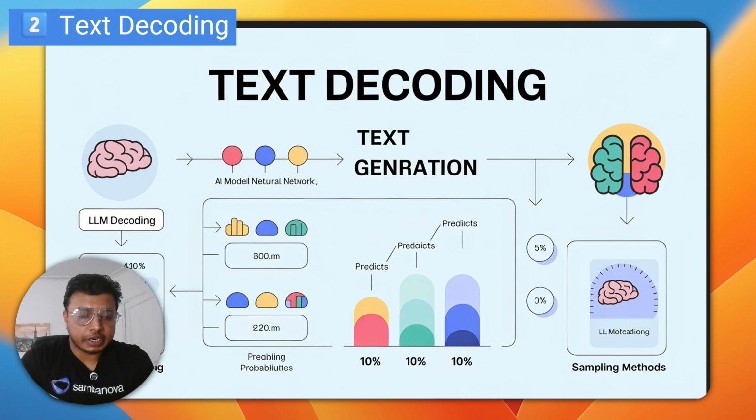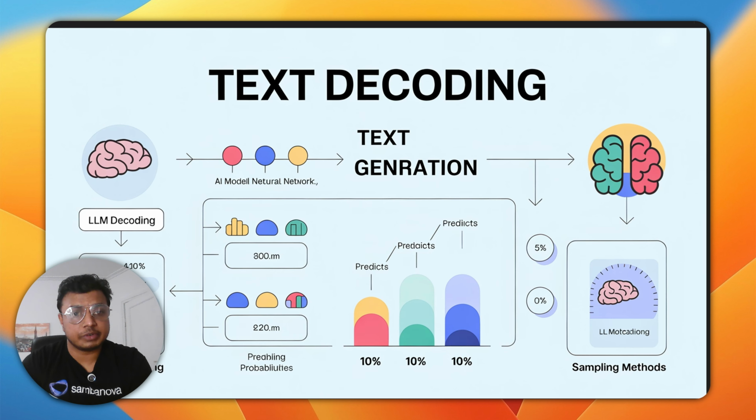And the second concept, we have text decoding. An LLM does not write sentences, it predicts the next token. At every step, the model outputs a probability distribution over all possible tokens. A decision strategy then chooses one token, adds it to the sequence and repeats the process. Greedy decoding always picks the most likely option, reliable but often boring. And sampling methods introduce controlled randomness. And that's how you get creativity and variation.